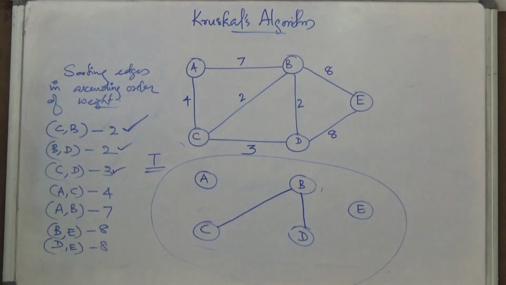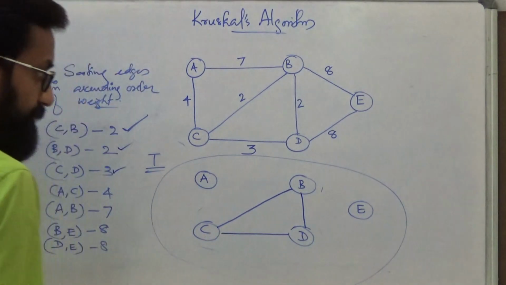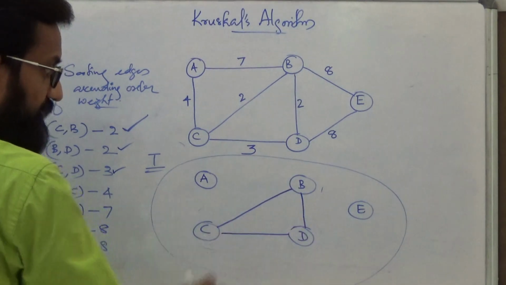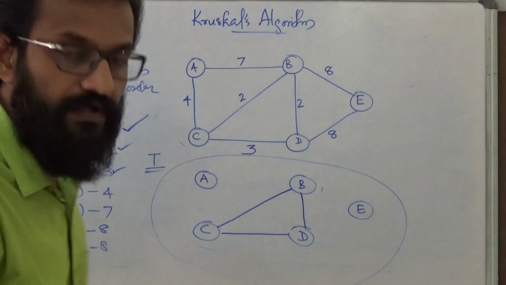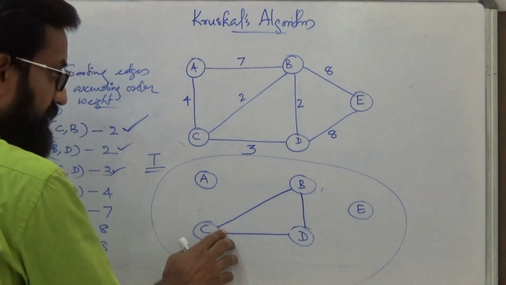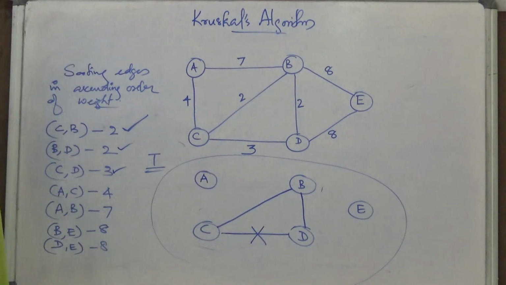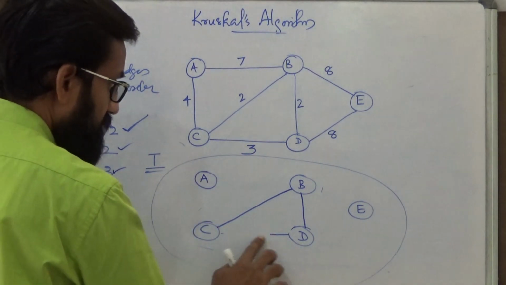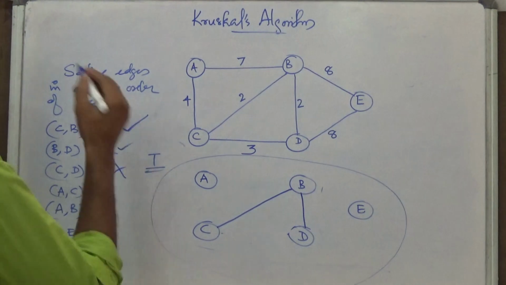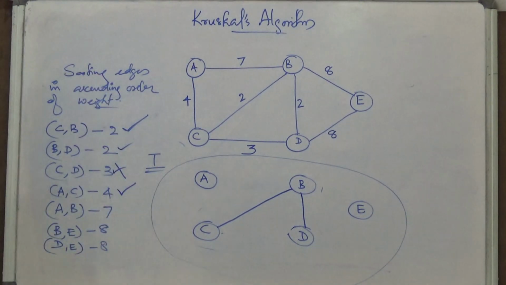Now consider next edge CD. If I try to add this edge CD, that will create a cycle which violates the property of spanning tree, or it fails to satisfy the condition of spanning tree. So this edge is not a safe edge. So you have to reject this particular edge. This edge gets rejected. Now next edge is AC.